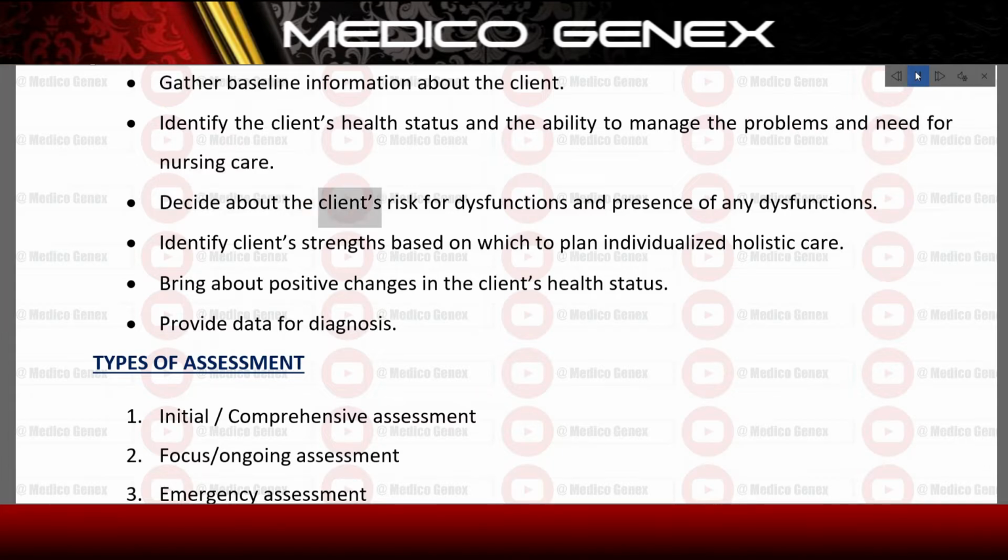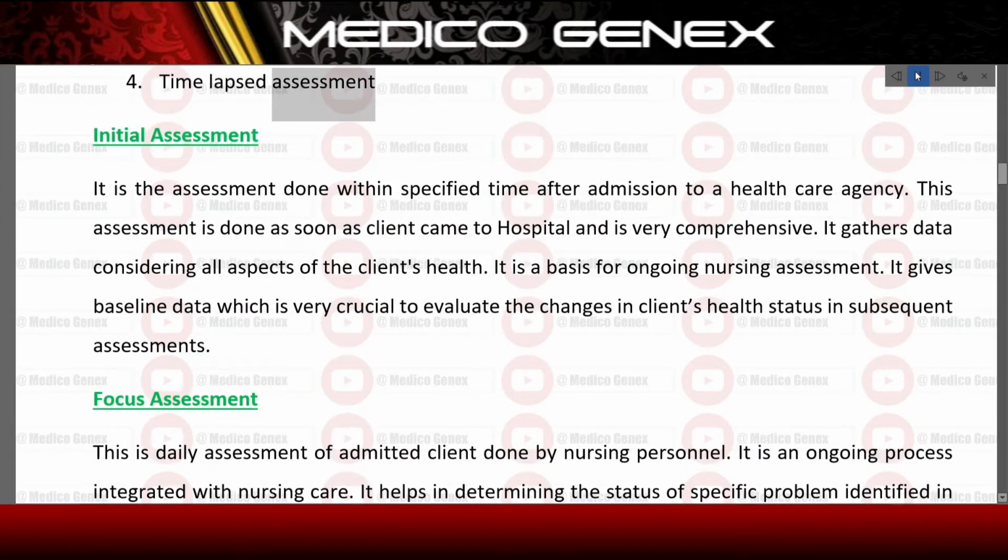Decide about the client's risk for dysfunctions and presence of any dysfunctions. Identify client's strengths based on which to plan individualized holistic care. Bring about positive changes in the client's health status. Provide data for diagnosis. Types of assessment. Initial/comprehensive assessment. Focus/ongoing assessment. Emergency assessment. Time-lapsed assessment.